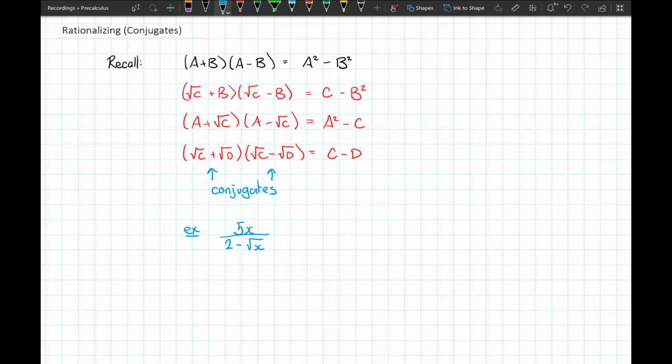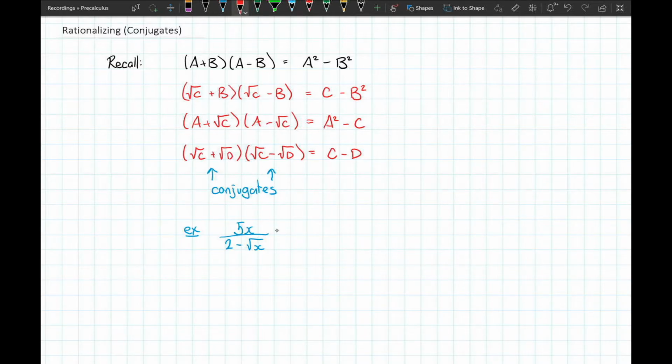All right, here's an example where I have a root in the bottom, but it's 2 minus a root. That means I have two terms down there. Now, what if I wanted to get rid of that root from the denominator? Maybe I can simplify things a little bit better if I put a root in the numerator, but get rid of a root in the denominator.